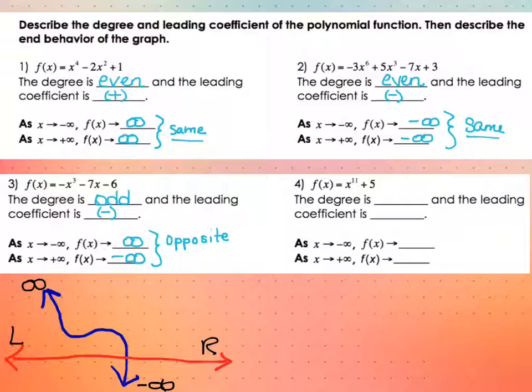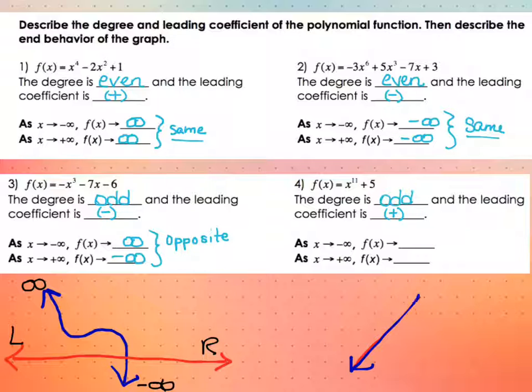Notice that they're opposite of each other because it's an odd degree function. All right, question number 4. We have an odd degree function. Leading coefficient is positive. So this one is very similar to a line with a positive slope. Well, we should know that a line with a positive slope rises to the right.